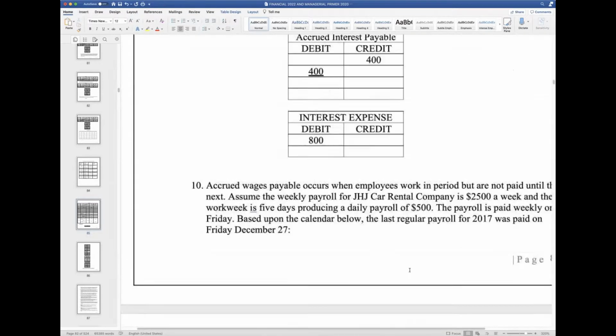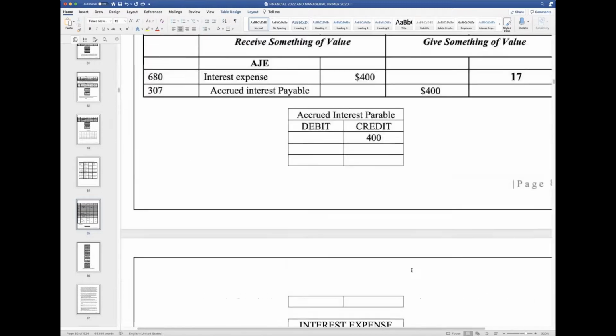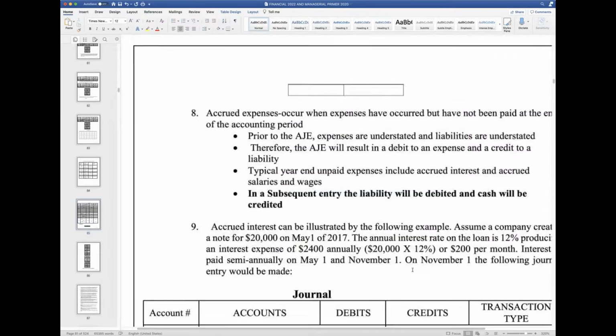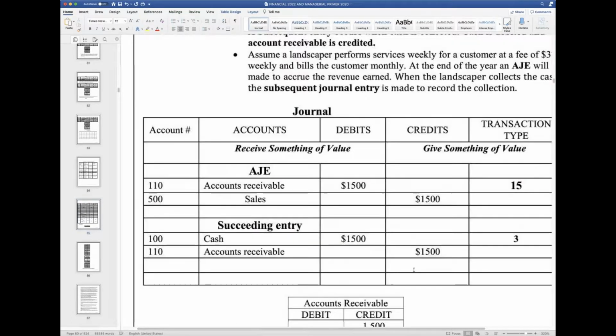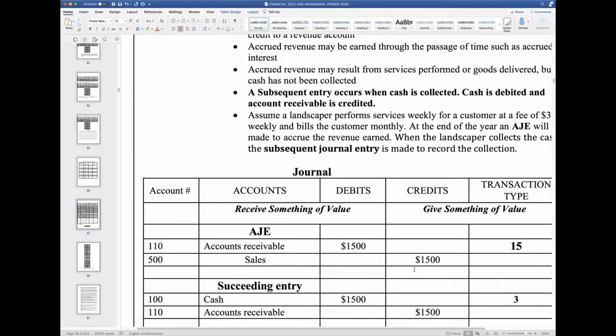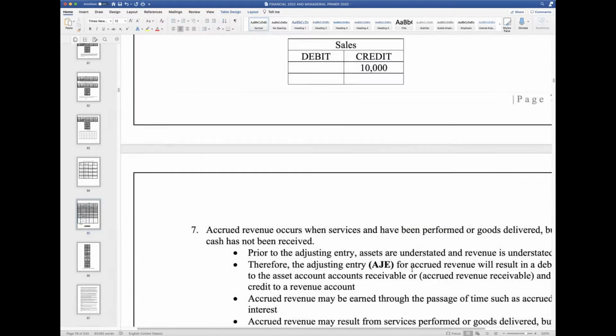Is this posted? That chart? That's posted in the primer. Yes, sir. What page is it? I guess it's look.